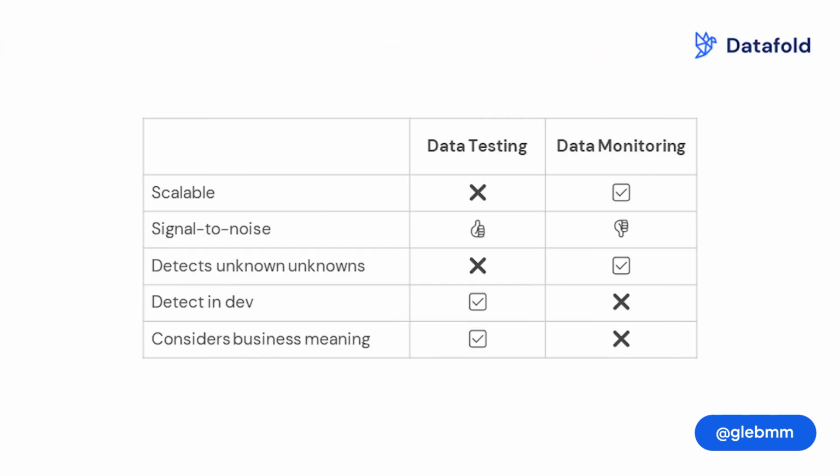With data testing, we can't detect unknown unknowns because if we haven't written tests, we wouldn't know about the failure. Whereas data monitoring, because it's unsupervised, would likely pick that up. And detect in dev means that when we are making changes, we're not breaking stuff, right? Can we use this to actually prevent breakages by testing our work before it ships to production?